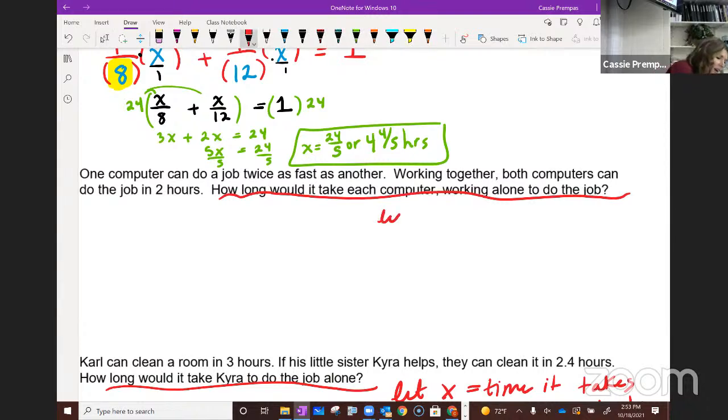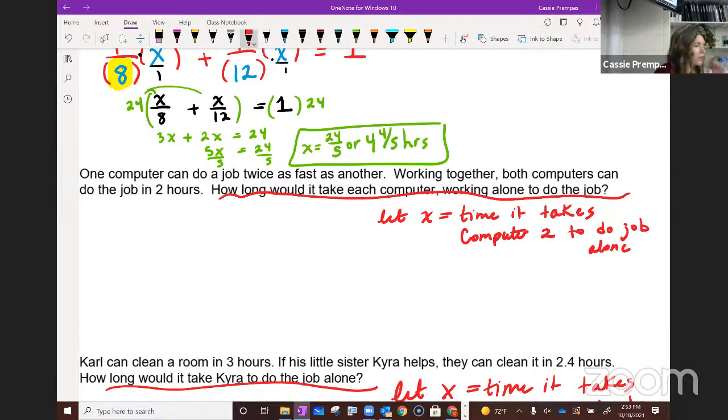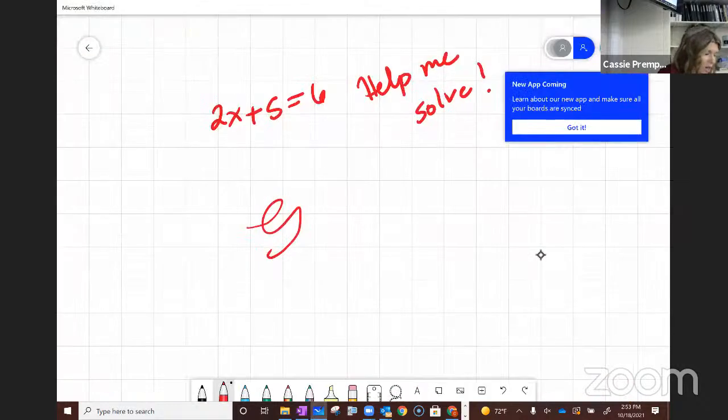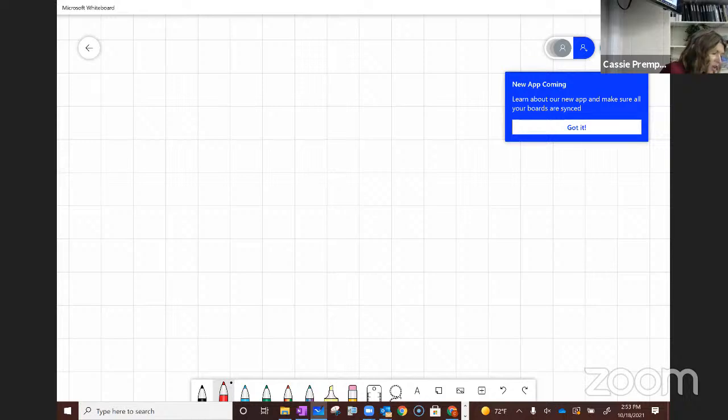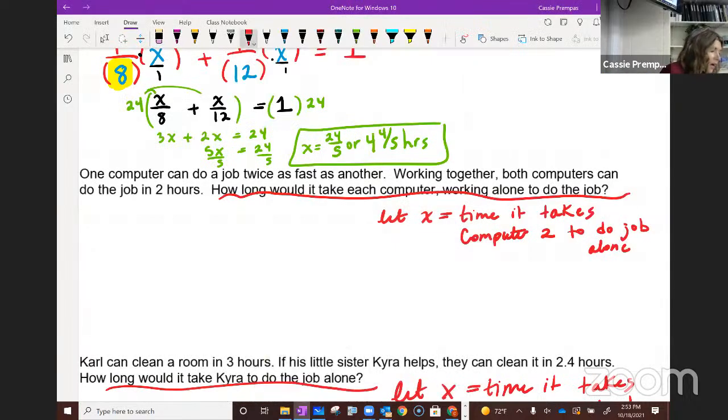So let's let X equal the time it takes. This might seem funny to you, but for right now, just write the time it takes computer 2 to do the job alone. This is because we're thinking about time. So computer 2 is faster. Let's say that it takes computer 2 5 hours to do the job. Computer 1 is slower. It's twice as slow. How long would it take?